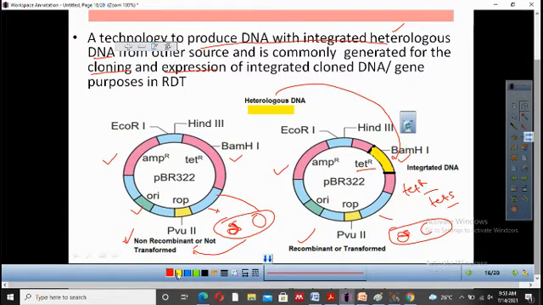This plasmid, when introduced into the bacteria, will have this region, which is the integrated DNA, shown here with the color. So this bacteria is called the transformed bacteria. There is a difference between the non-transformed and the transformed bacteria, better called the transformants and the non-transformants. When the integrated DNA is present in the plasmid vector, it is called a transformant. When not present, it is called a non-transformant.